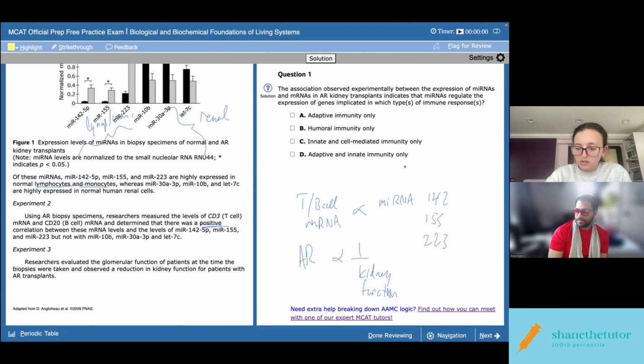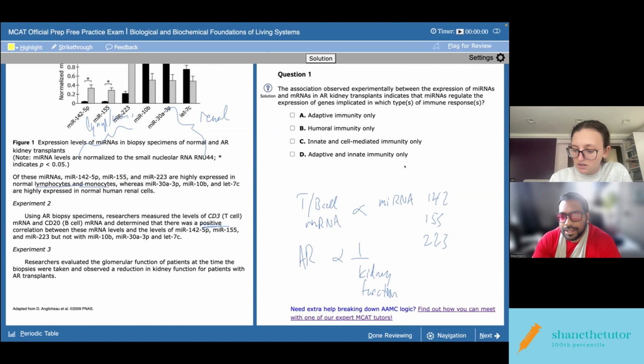If there was an answer choice that was adaptive and cell-mediated, wouldn't they theoretically go hand in hand? Would you still pick only adaptive in that scenario? It seems like they go pretty hand in hand, like a cell-mediated response, and also humoral too. Without knowing the specifics, adaptive is the best answer choice, but I don't see them canceling or negating each other.